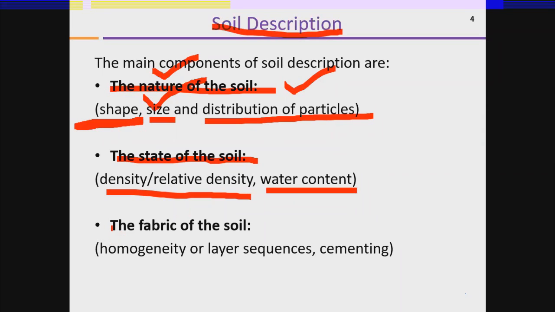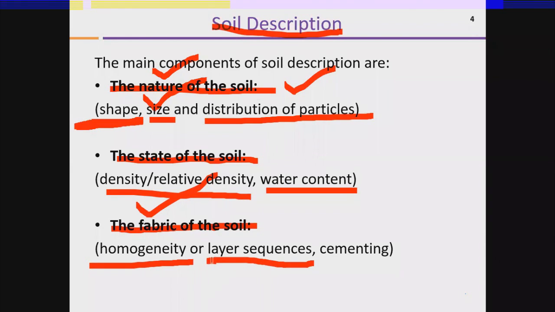You can also categorize the soil system based on the fabric of the soil, that is, how they are made. For example, homogeneity. If all of the particles of soil are made from the same crystals, from the same grains, then the soil will be categorized as homogeneous soil. And if the soil system consists of particles made up of different crystals, different minerals, then the soil will be categorized as non-homogeneous soil. You can also categorize the soil system based on the layer sequence.